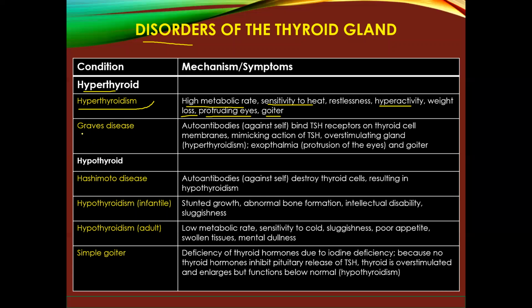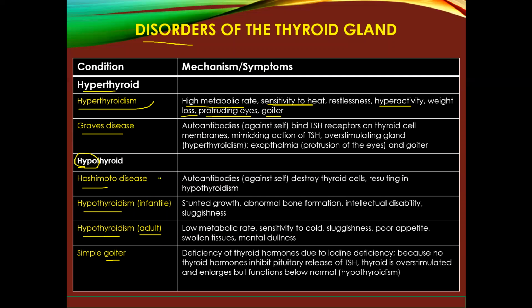Or maybe it can develop into a disease called Graves' disease. So this is usually more severe compared to hyperthyroidism. If the production is too little, so it is hypo, meaning low production, then the individual might have Hashimoto disease, hypothyroidism in adults, and just a simple swelling on the neck, goiter.